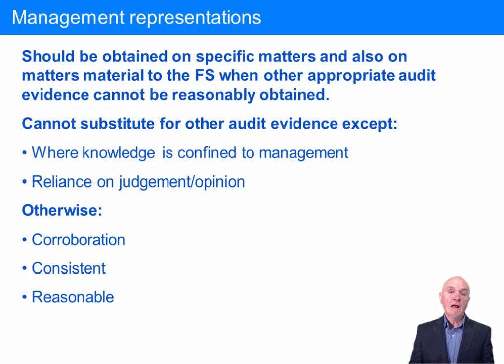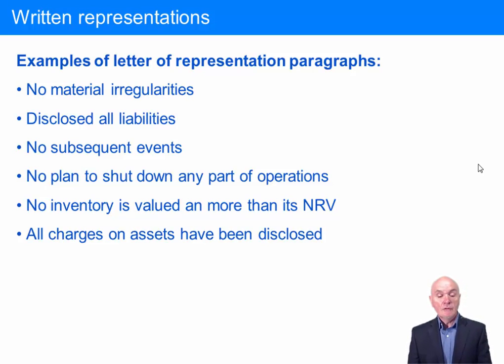Otherwise, we are looking for matters in the letter of representation which add corroboration, in other words, additional evidence supporting what we've found. We're looking for consistency with what we've found in the financial statements, and we're looking for reasonableness. So the typical contents that you would find in a letter of representation would be these. And this is by no means comprehensive, but it's an example.